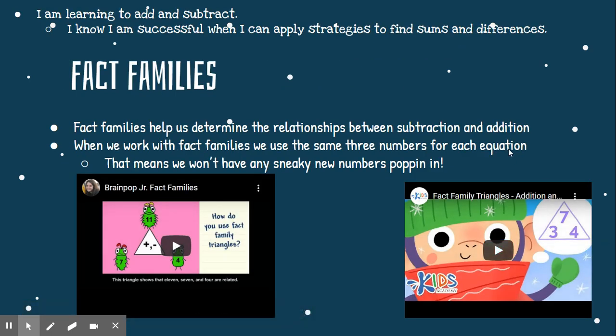Okay, so fact families help us determine the relationship between subtraction and addition. When we work with fact families, we use the same three numbers for each equation. You're not going to have any new numbers magically appear. Otherwise, it's not a fact family anymore. That means we won't have any sneaky new numbers popping in. Okay, so here are two different videos. This first one, watch this one first to learn a little bit more about fact families, and then watch this one to practice using fact families for addition and subtraction.